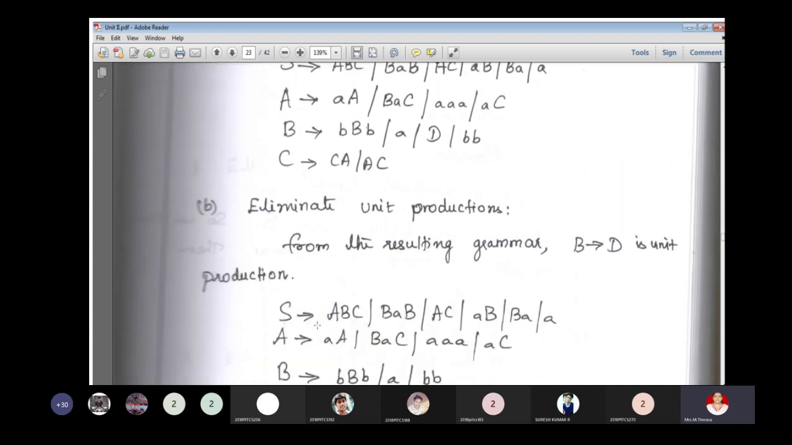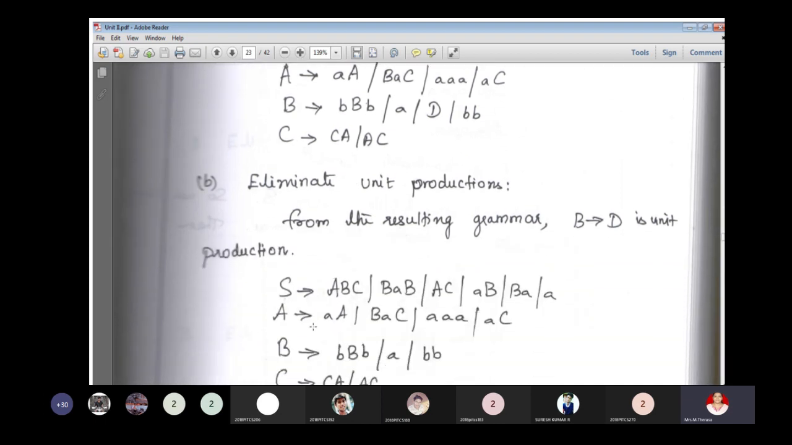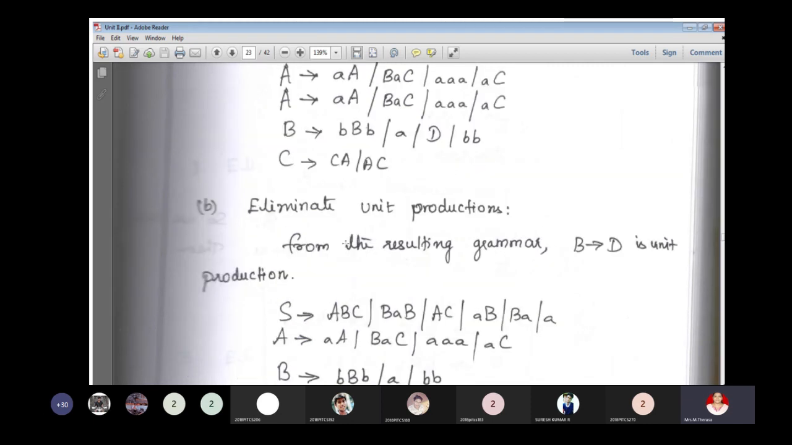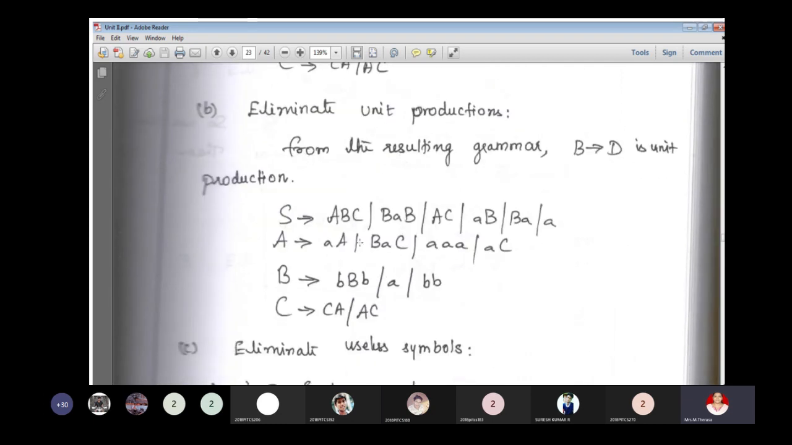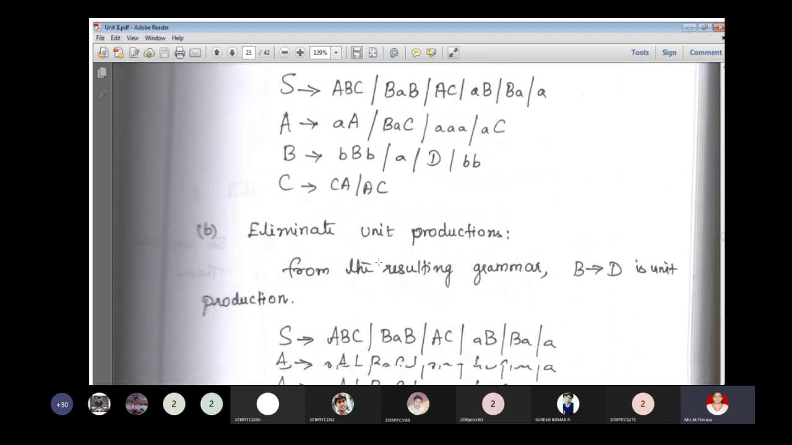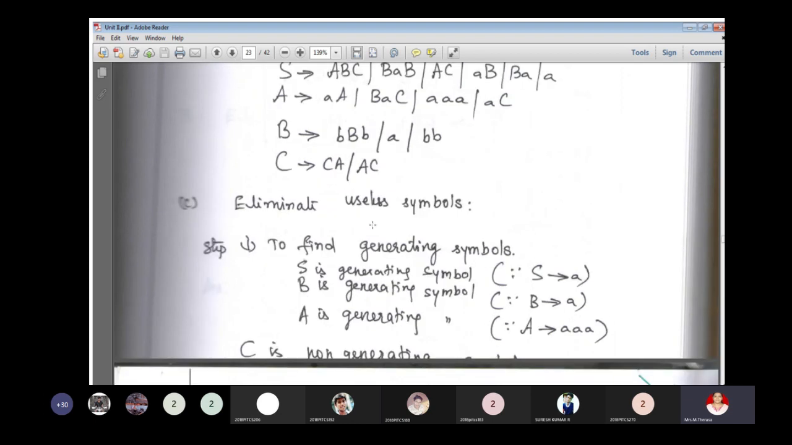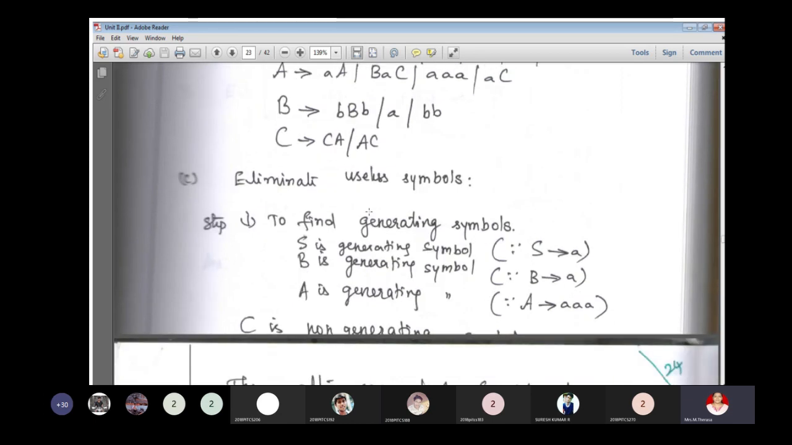Okay, next what we are supposed to do, we have to eliminate the unit production. So from the resulting grammar, B tends to D is the unit production. So wherever we have B tends to D, we have to substitute the body of the D. Okay, but we don't have any body of the D. So simply we can eliminate this B tends to D, so that you can rewrite the grammar like this. Then we have to go with the useless symbol.